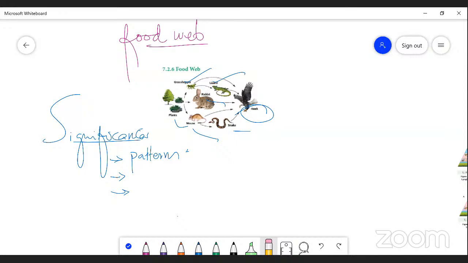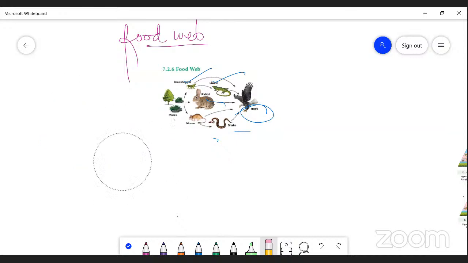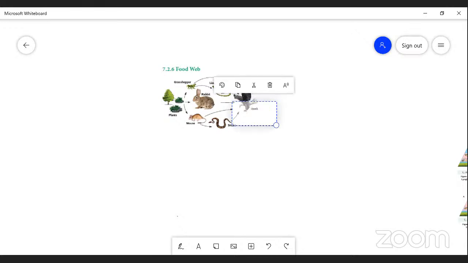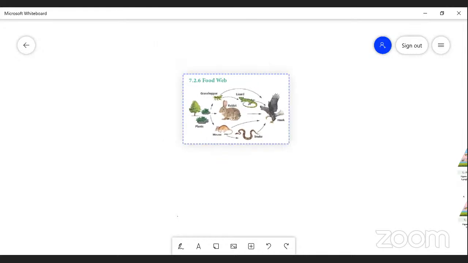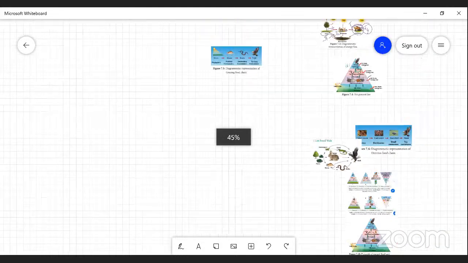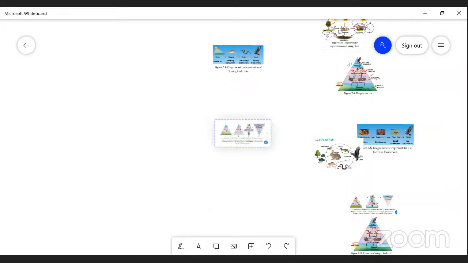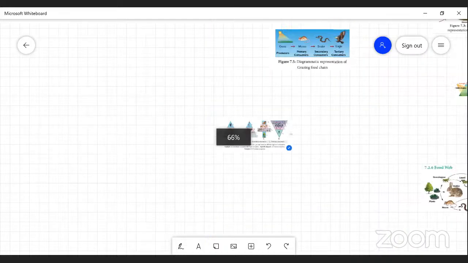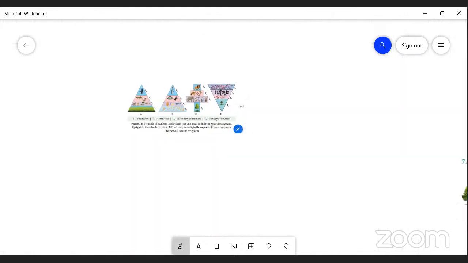Next we pass on to ecological pyramids, which is also known as Elton's pyramid, because it was first introduced by Charles Elton in the year 1927, and it is known as Elton's pyramid. Next we pass on to ecological pyramids.